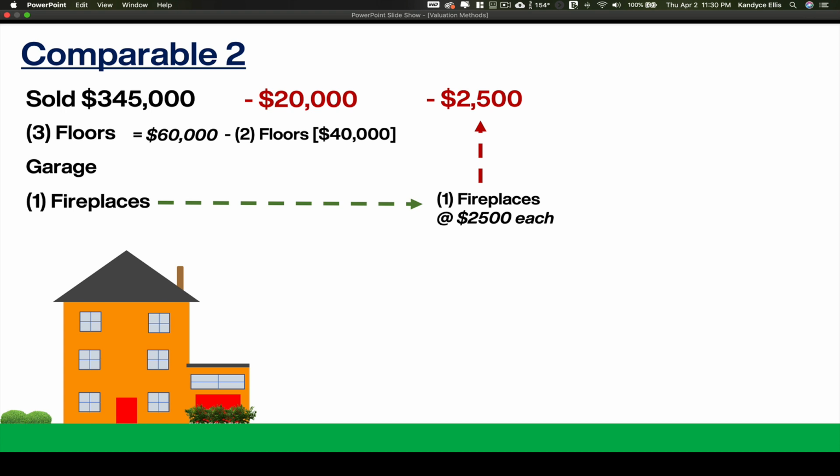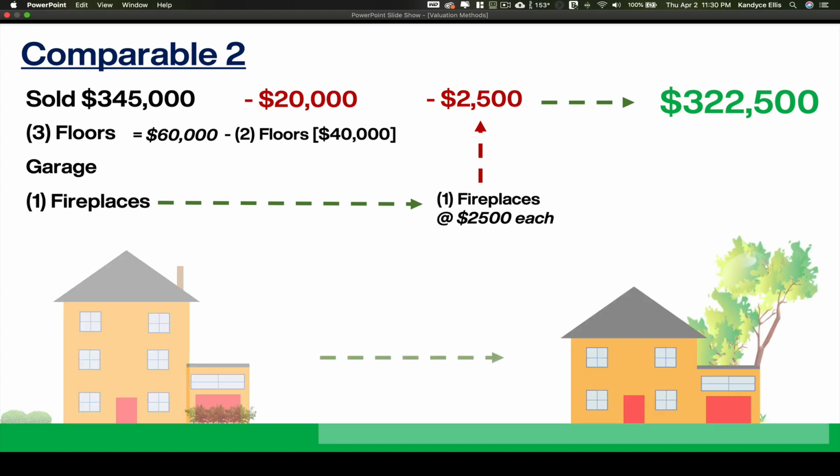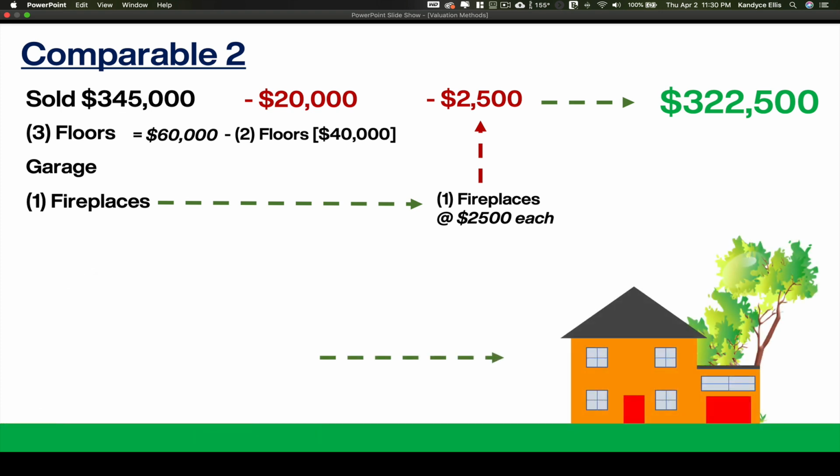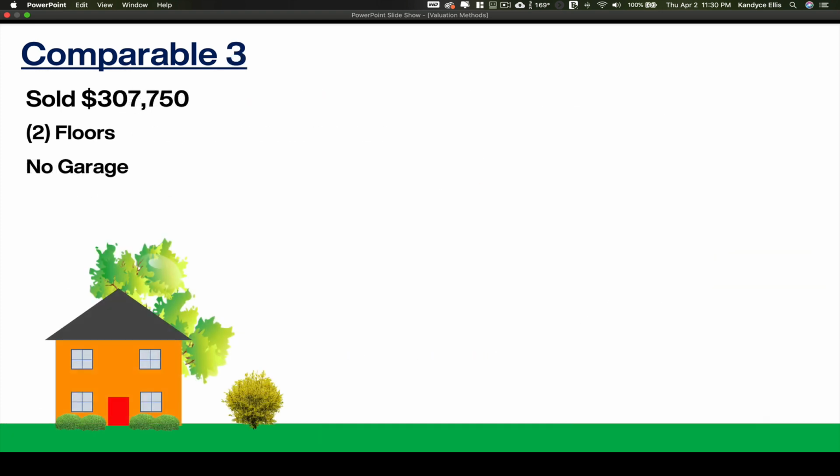With our adjustments, we have found that if comp number 2 only had 2 floors and no fireplace, instead of the original 3 floors and a fireplace, it would have sold for $22,500 less, or $322,500. Last but not least is our comp number 3.